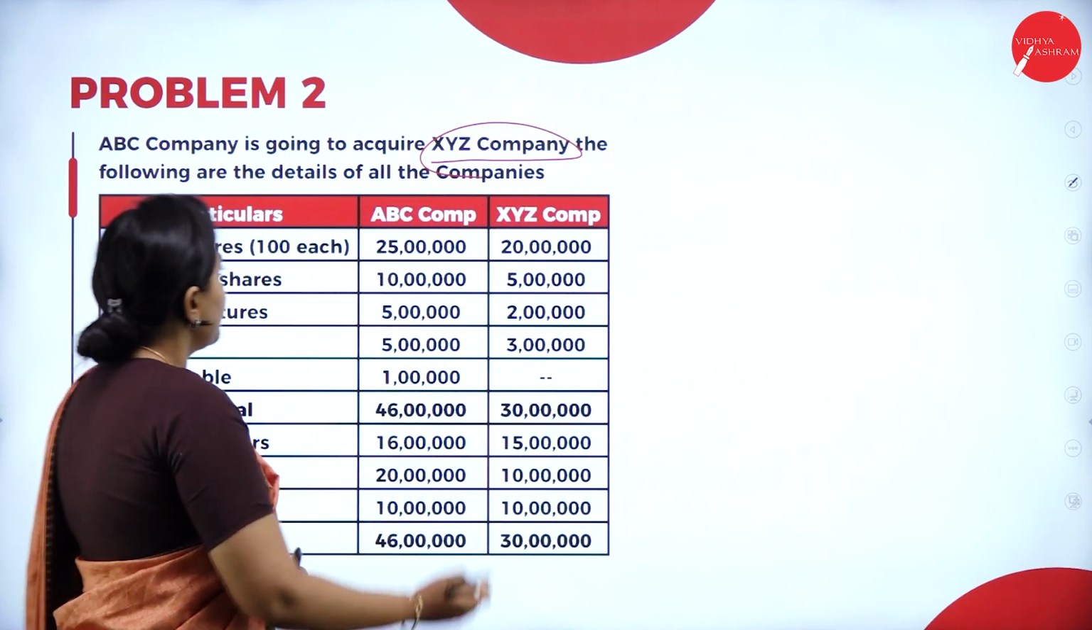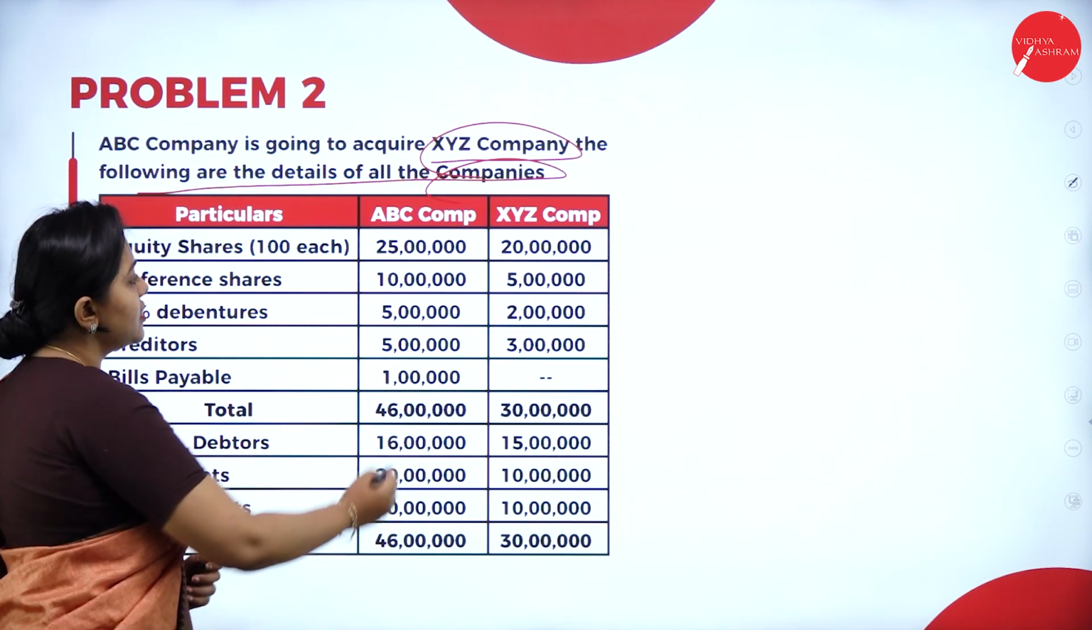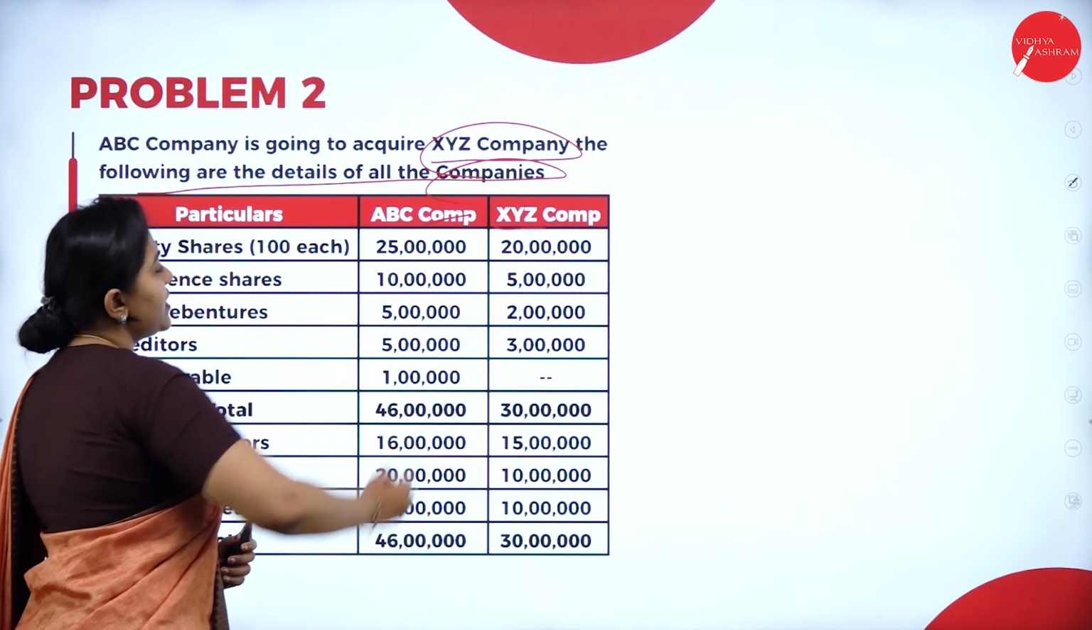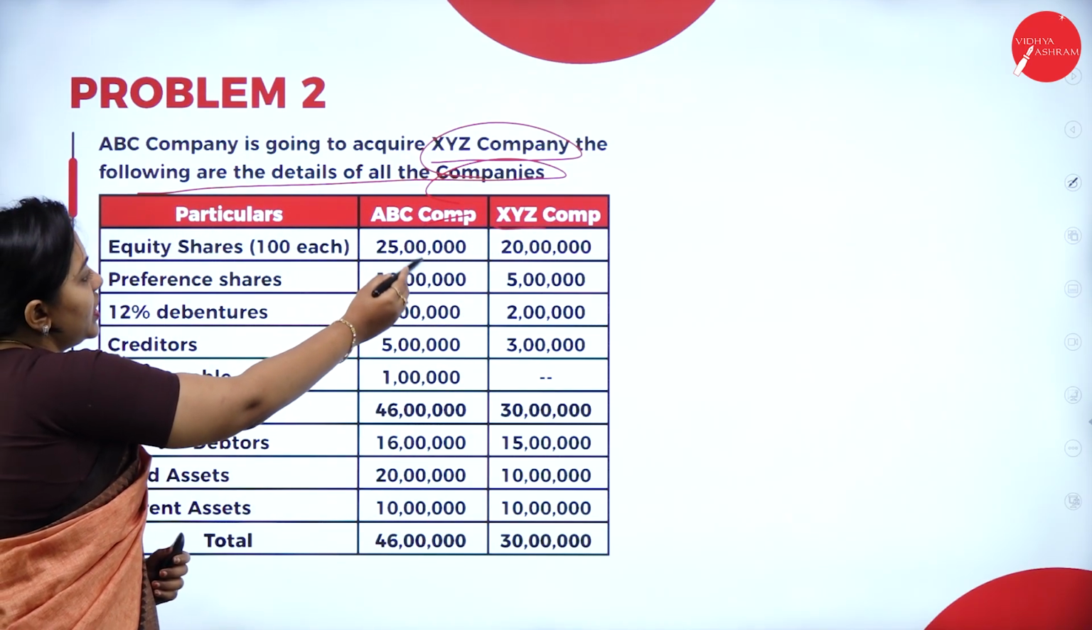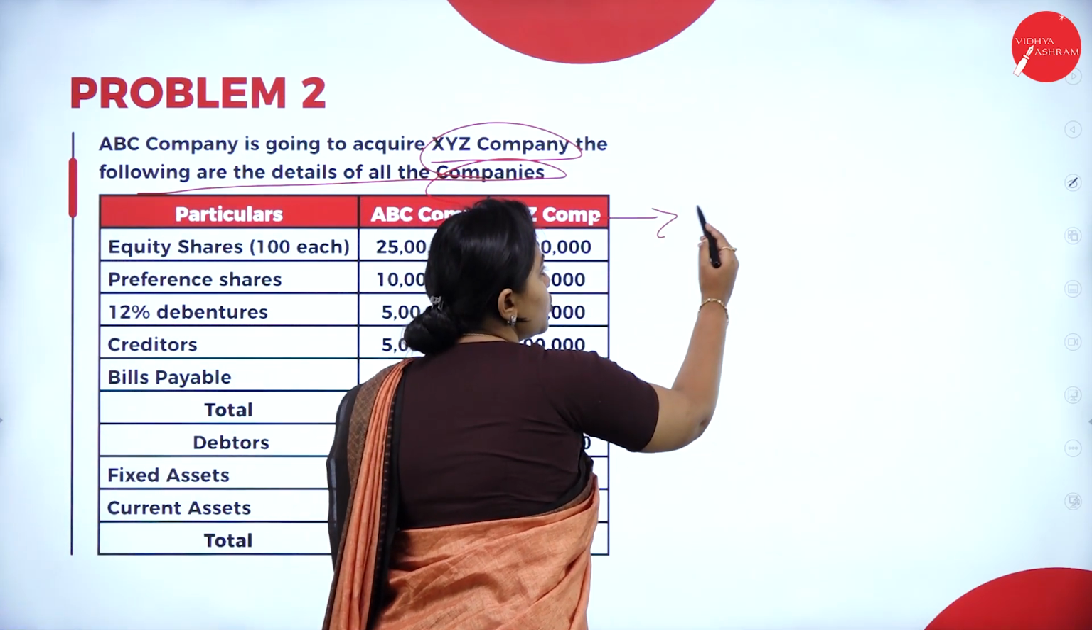That information will be furnished in your question itself. No need to get confused in your examination. Moving forward, the following are the details of the companies. This is ABC company, XYZ company. So ABC company is acquiring what? XYZ company. So XYZ company becomes what?